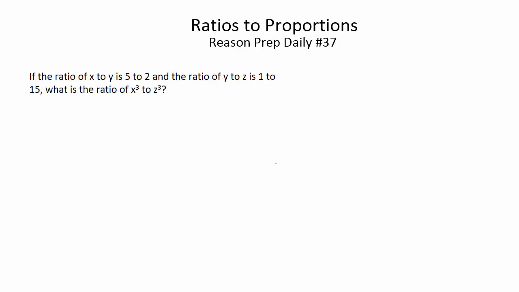Typically, you'll see a question like this at the end of your math sections in the hards, and it's not too bad once you realize that you can actually transform ratios when they're written like this into proportions. And then once you have your proportions, you can rearrange them to get this ratio or this proportion between x cubed and z cubed. So let's start by writing out our proportions.